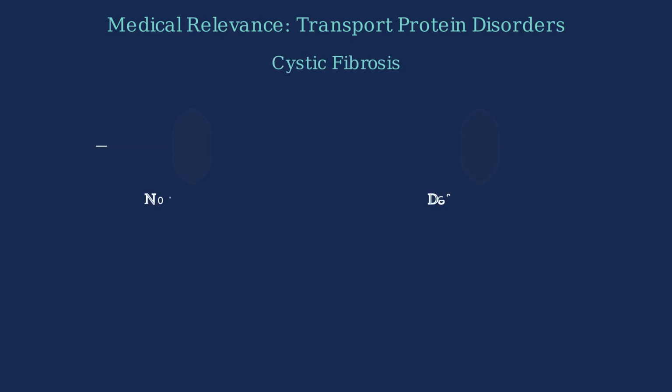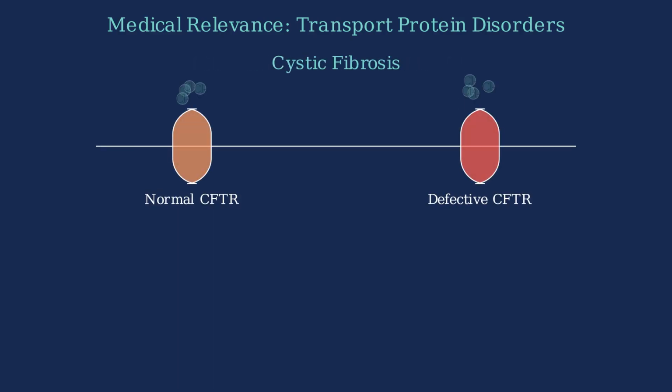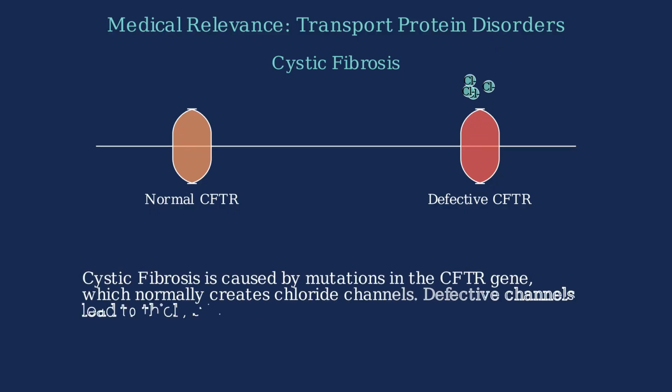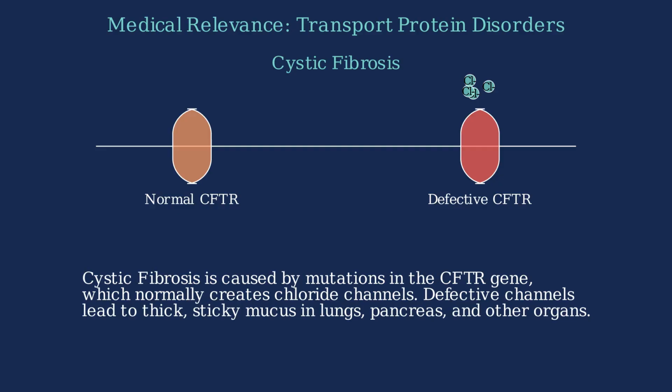Cystic fibrosis results from mutations in the CFTR gene, which normally creates chloride ion channels in cell membranes. These channels are critical for maintaining proper fluid balance. When CFTR channels malfunction, chloride ions cannot pass through properly. This leads to the production of thick, sticky mucus that clogs airways in the lungs and obstructs the pancreas and other organs.